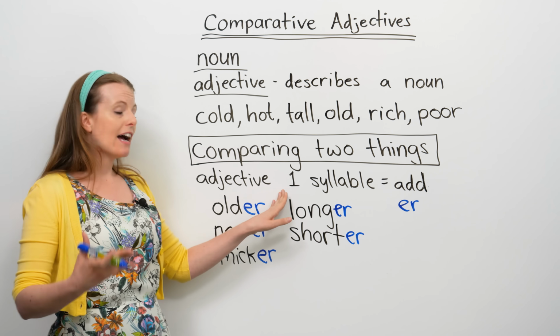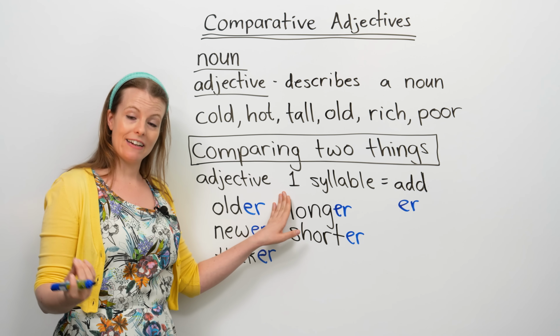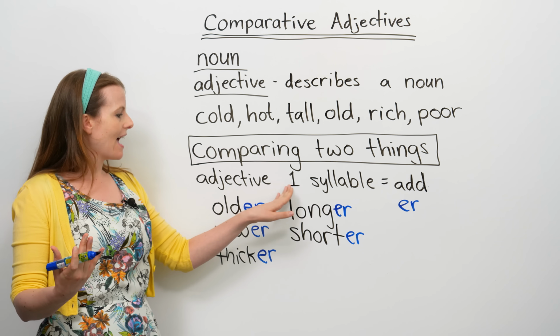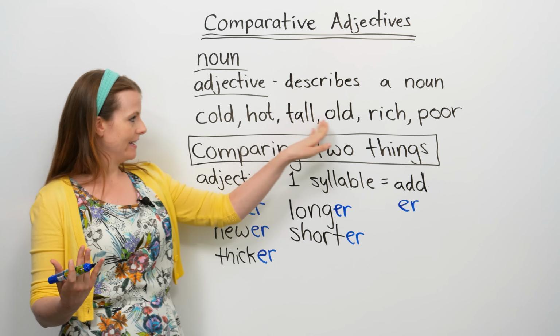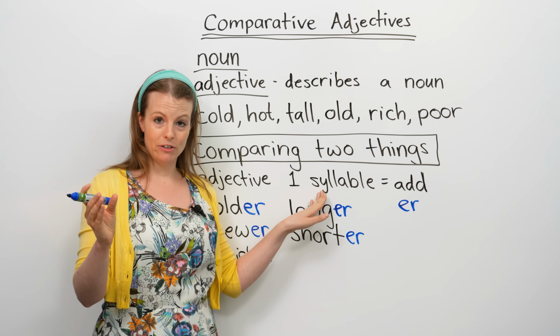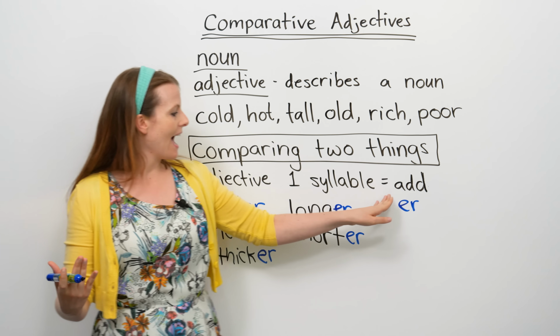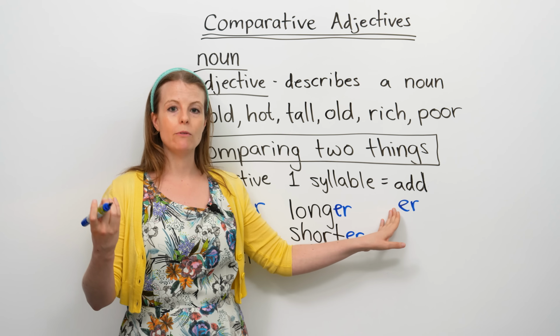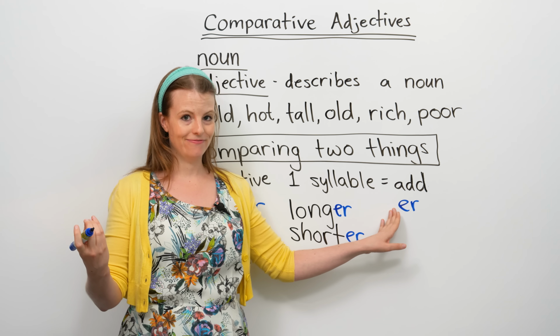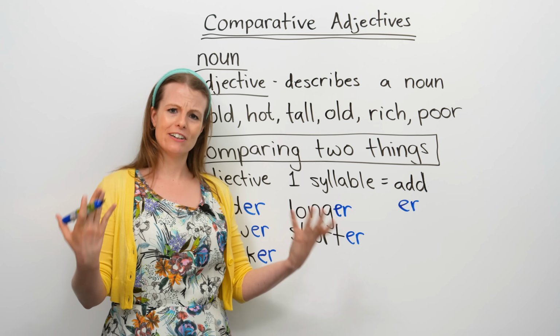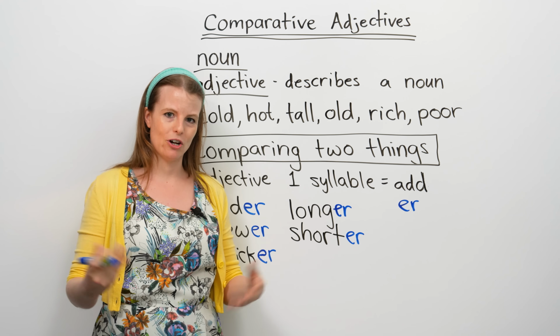So we have some rules when it comes to using adjectives to compare two things. When an adjective, such as these, is one syllable or one beat, we add ER to it when we want to use it to compare. So let's look at an example of this, okay? Because it's sort of hard to understand unless you actually see what I'm talking about.